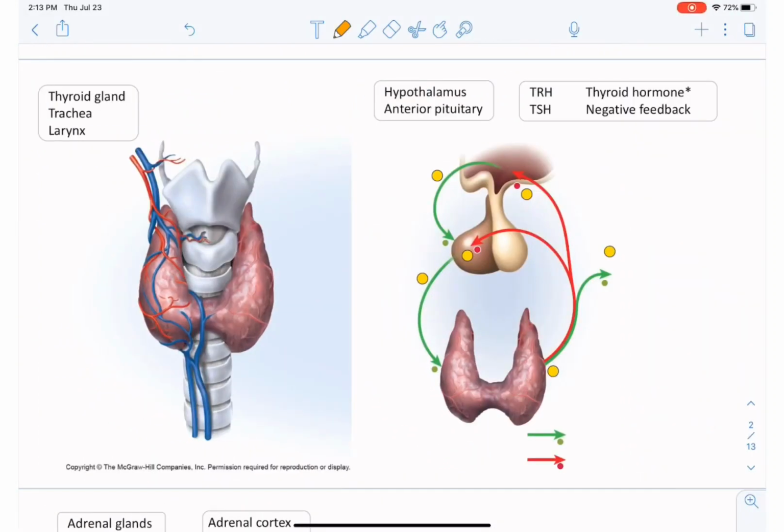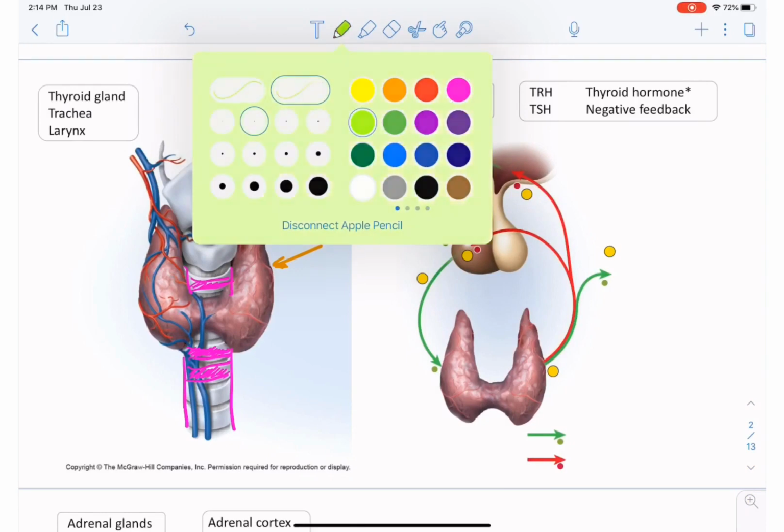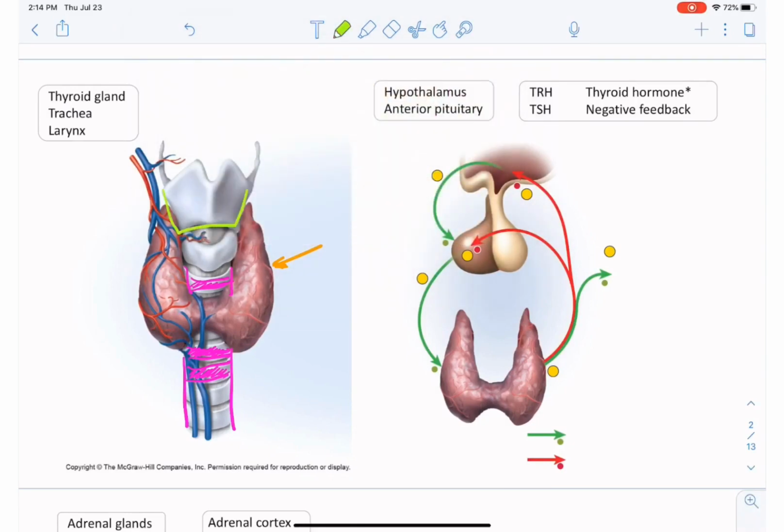All right, let's move on to the thyroid gland, and lo and behold, this is the thyroid gland. The figure that we're looking at here is an anterior view of the neck. So this structure right here is the trachea, and these are cartilaginous rings that wrap around the trachea, and you can palpate those. If you run your finger up and down your neck, you'll be able to feel those cartilaginous rings. And then above the trachea is that structure right there, and that's the larynx.